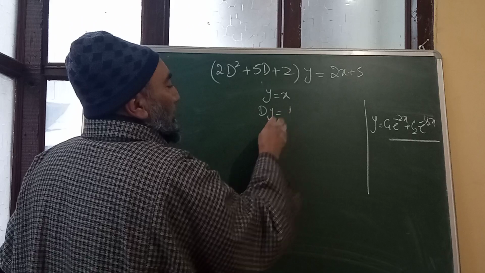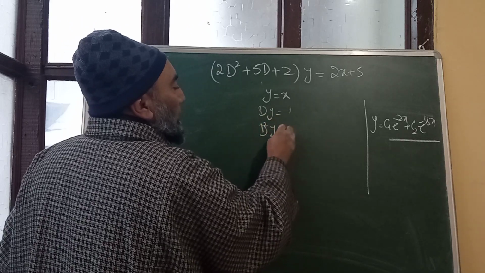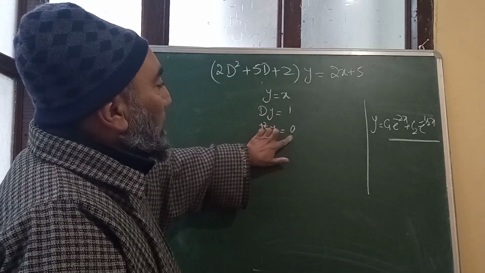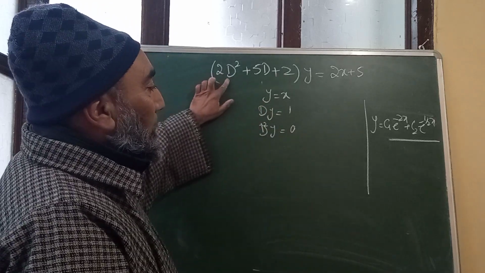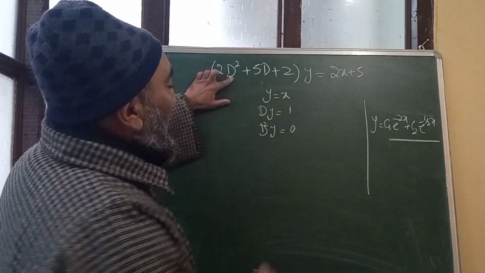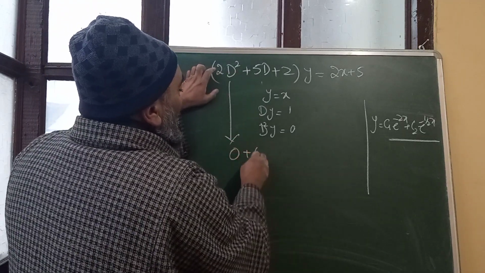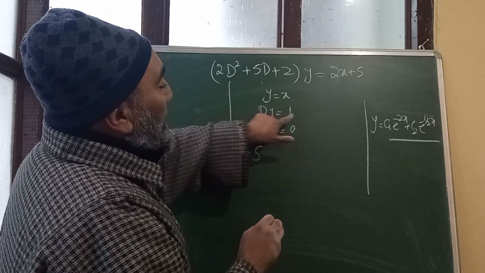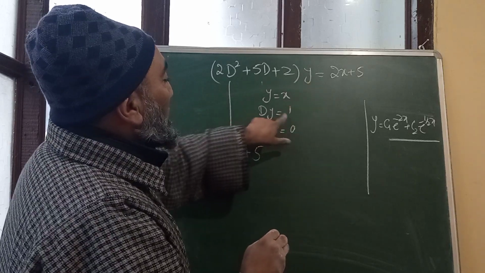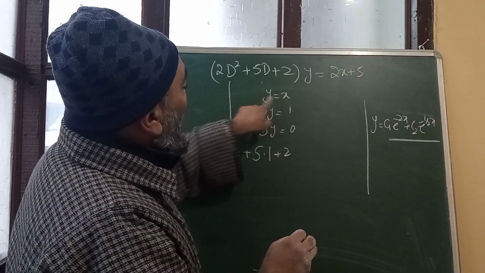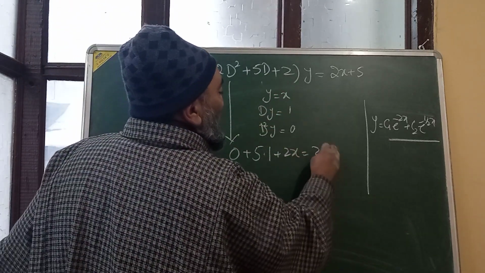Yes, it is 1. What is d square of y? It is 0. Its first derivative is 1, second derivative is 0. Now let me substitute here. 2d square, it is 0. 5d, what is d? y can be taken outside, d is 1. Then 2y, 2x is equal to x plus 5.